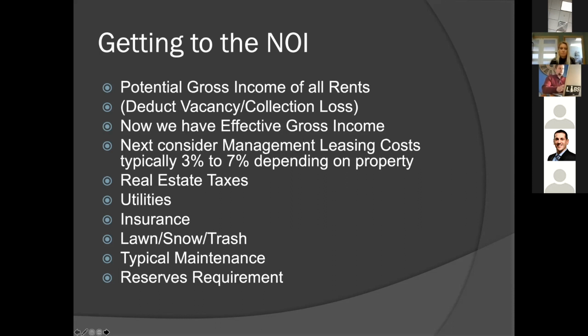Then typically what I'll do is get all the average utilities, insurance, and other expenses: lawn, snow, trash, typical maintenance. And then we also typically apply a reserve requirement, which can be anywhere from $150 to $400 a unit. I look at that based upon the age of the property and how well it's been maintained. If they've had any major CapEx expenditures, like we put in a new roof, a new boiler, all new windows, a lot of those items would be in that reserve requirement, so you can justify a lower reserve rate because of that. So that gets us down to our NOI.